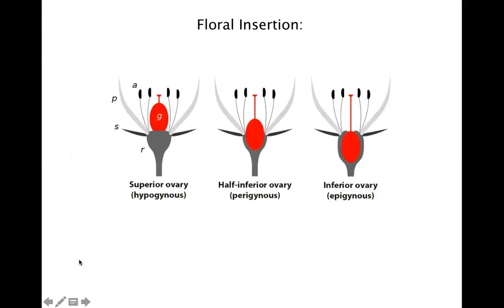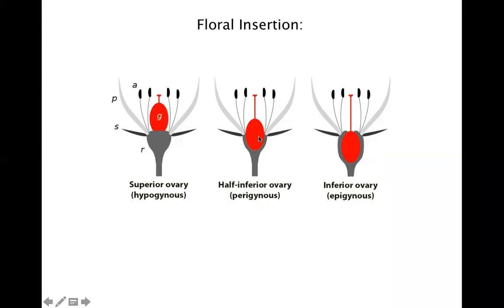Floral insertion is another important term, and this has to do with the position of the ovary. Where is the ovary attached in relationship to the other whorls of the flower? In a superior ovary, or a hypogynous ovary, the ovary is attached on the receptacle above the attachment for all the other whorls. For example, the sepals, petals, and stamens are all attached below the site where the ovary is. That is a superior ovary.